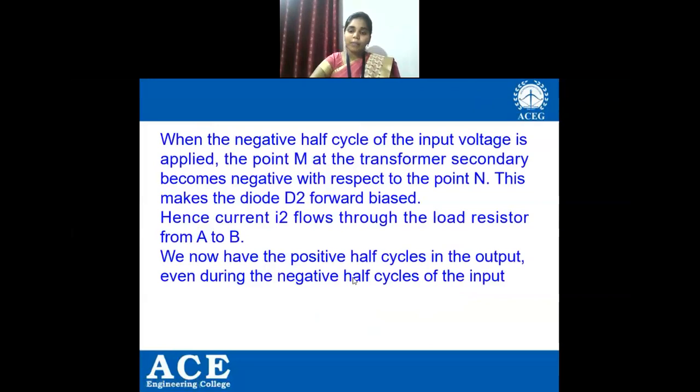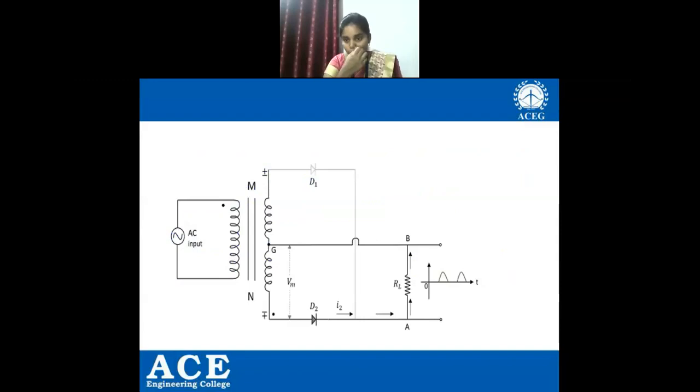When a negative half cycle of the input voltage is applied, the point M at the transformer secondary becomes negative with respect to the point N. This makes diode D2 forward biased. Hence, current I2 flows through the load resistor from A to B. We now have the positive half cycle in the output, even during the negative cycle of the input. Okay, this is how we are going to get the output. Here, D2 is going to conduct for negative, and you are going to get the signal in this format.